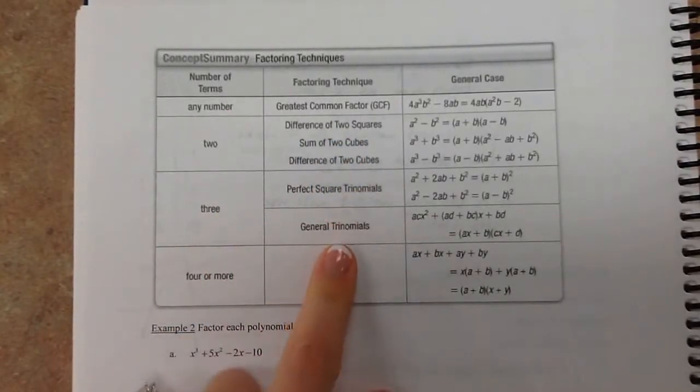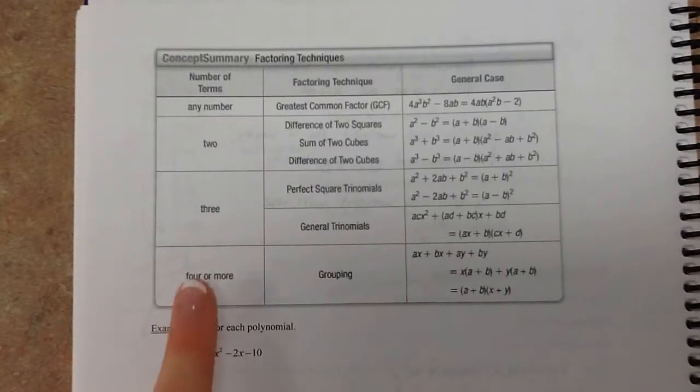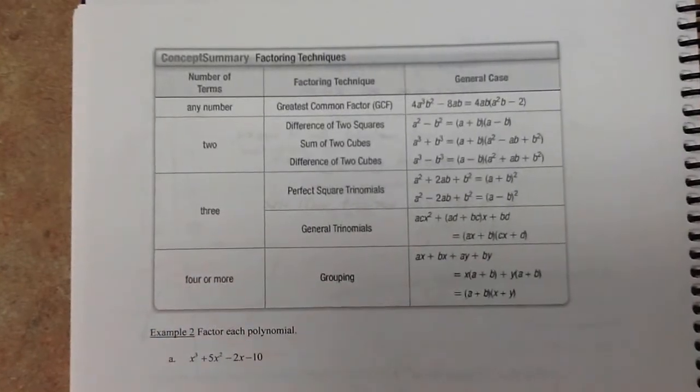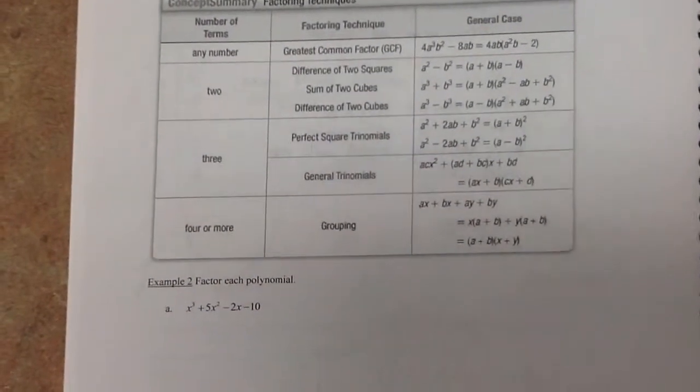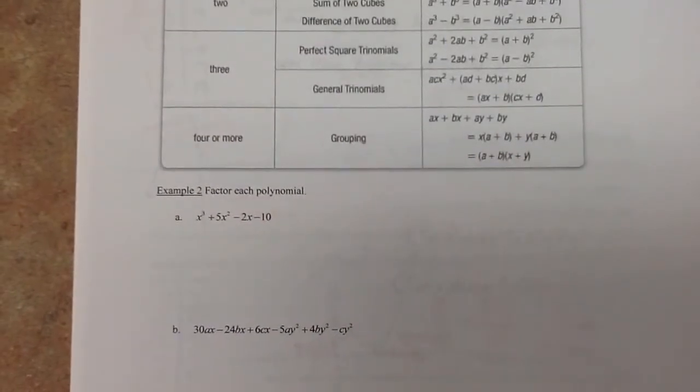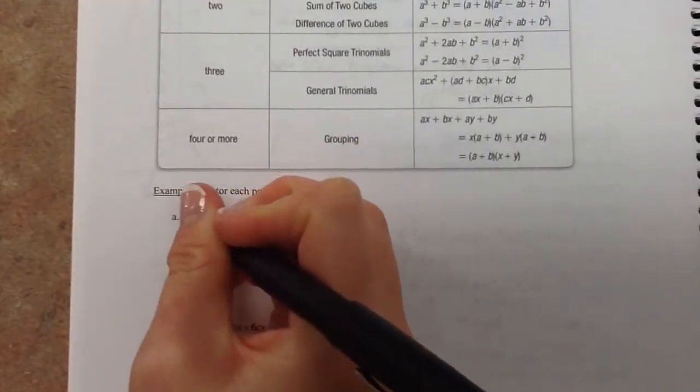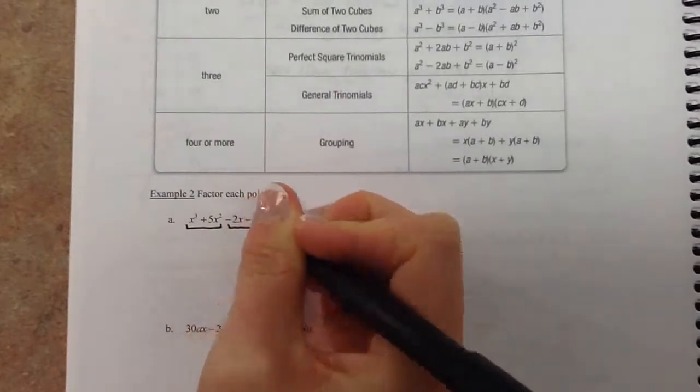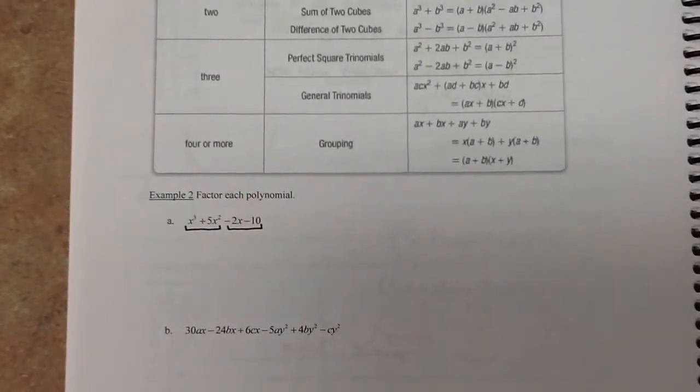3 terms, we did this a while ago when we were doing polynomials. And then 4 or more terms we factor by grouping. So we're going to learn how to do that right now. The way that we factor by grouping is we split into 2 equal pieces like this. Okay, and I think we actually have done this before.